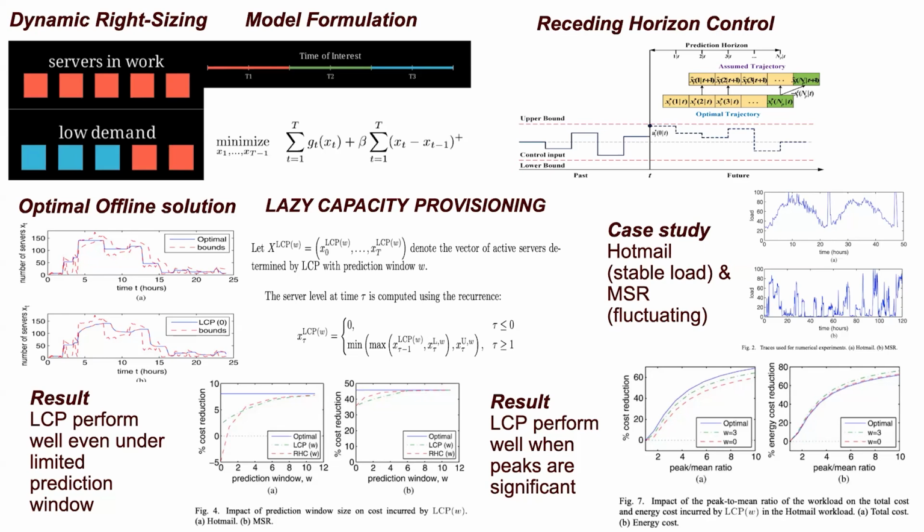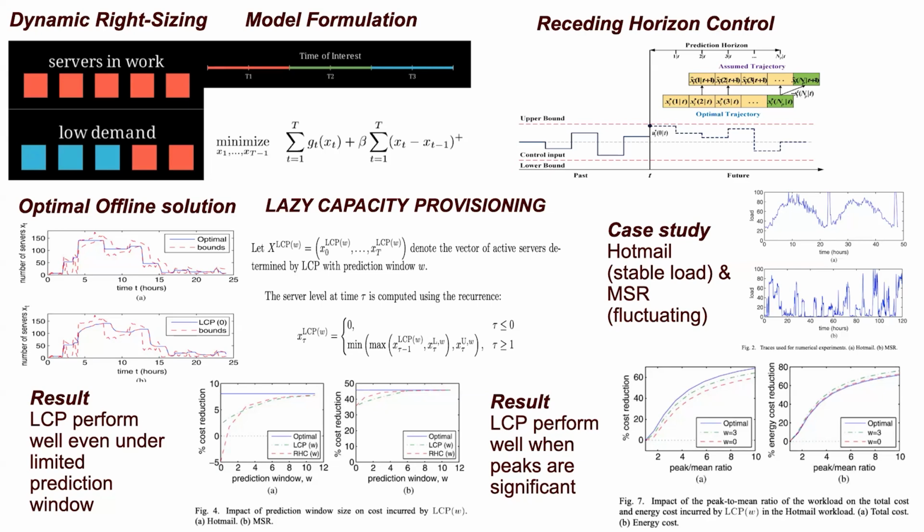For the experiment, we evaluate the lazy capacity provisioning, which is the LCP algorithm, under two real-world workload traces. The first is from Hotmail, which shows a relatively stable and smooth load pattern. Even during the nighttime, the activity remains steady due to background processes like backups. The second dataset is from MSR Cambridge, which has a more fluctuating load with noticeable drops during the off-peak hours.